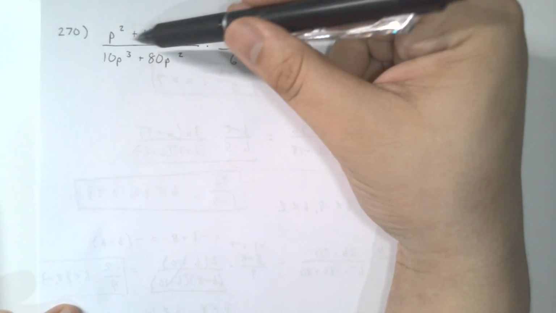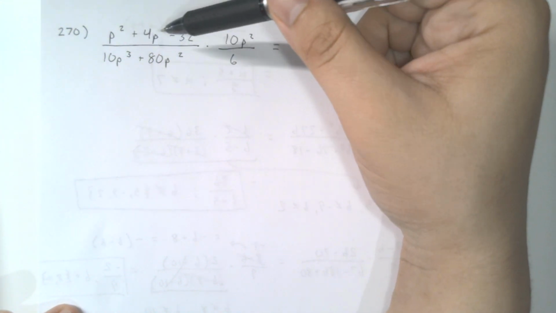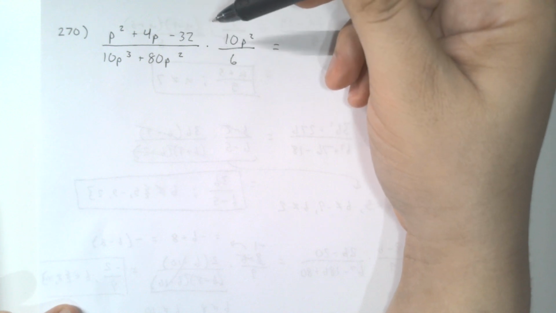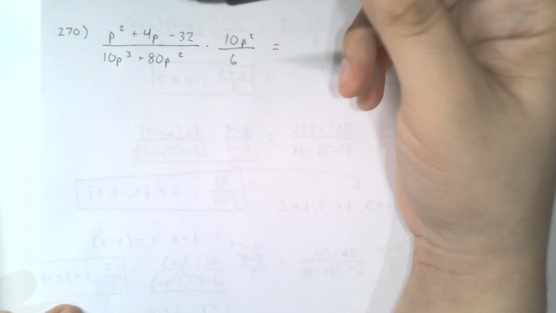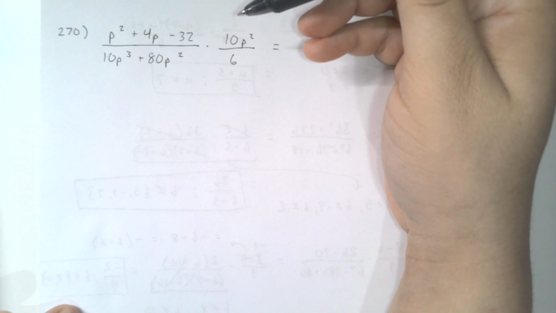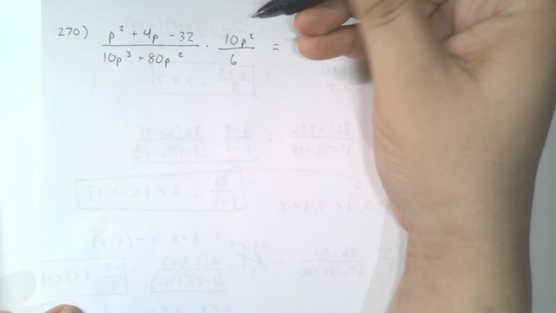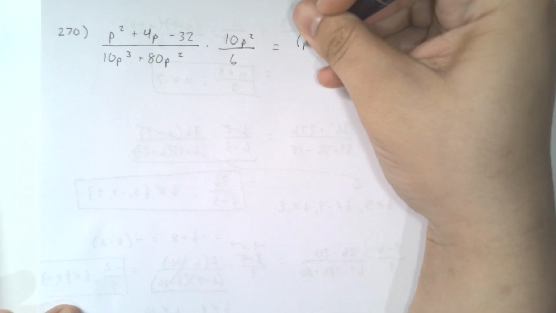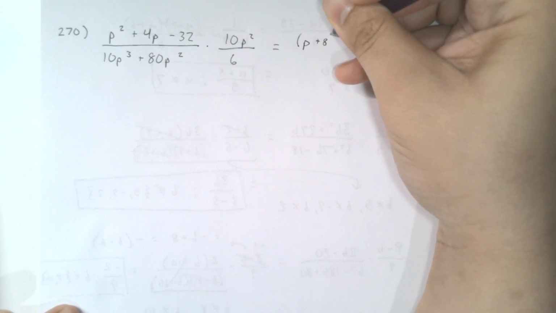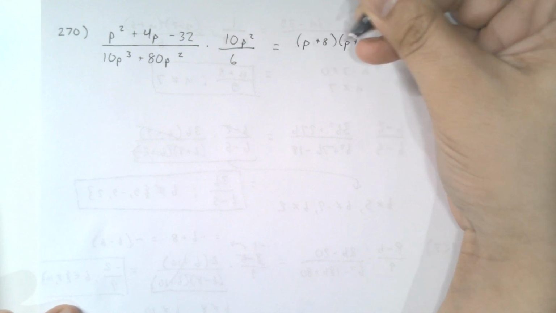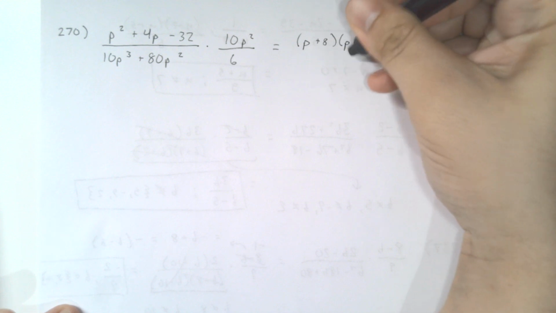First, let's factor the numerator and the fraction on the left. So we want to find two numbers that multiply to negative 32 but add up to positive 4. Those numbers are going to be positive 8 and negative 4. So we can write this as p plus 8 times p minus 4.